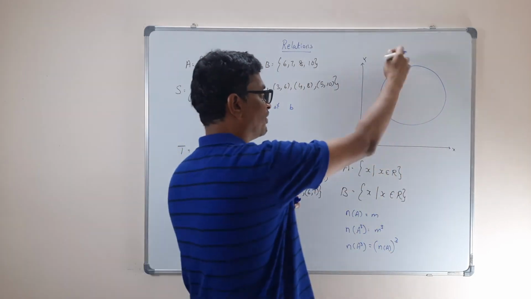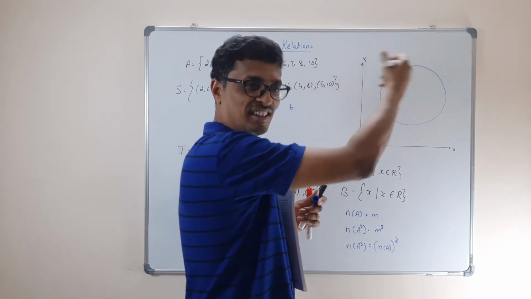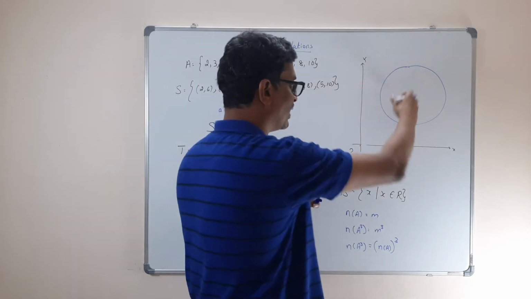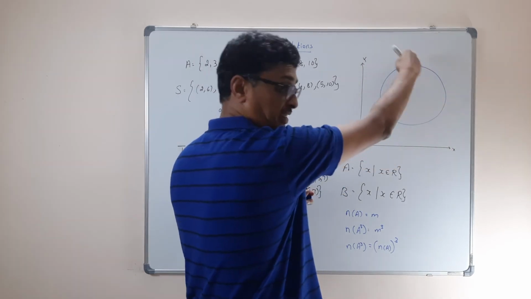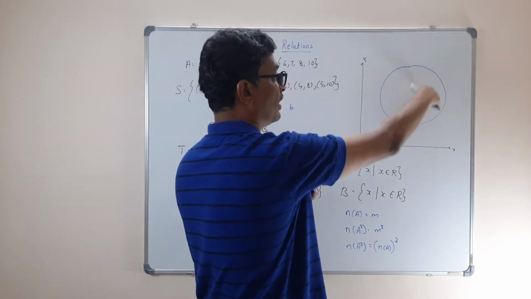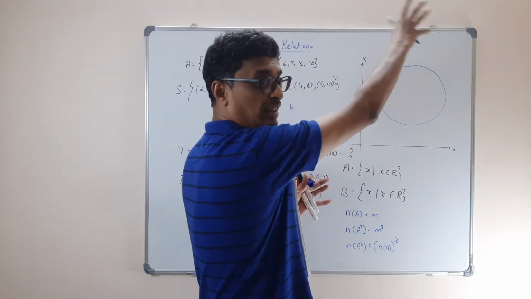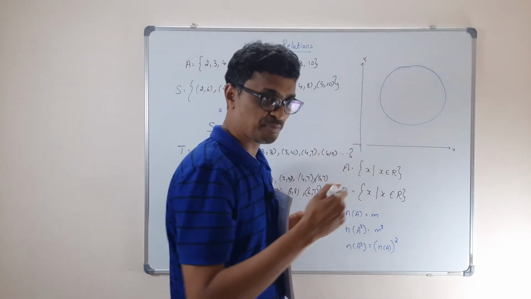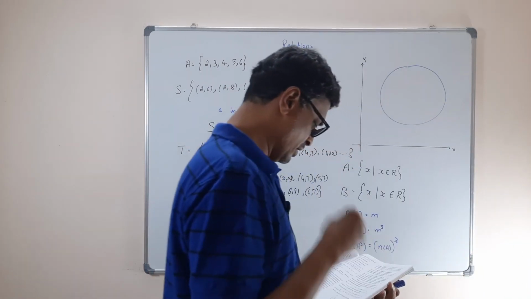This is a relation, falls on a circle of radius r. Okay, that's also a kind of relation. And they have ordered pairs, and that will be a subset of the Cartesian product of x and y. You got it? So this is the way we can define things.